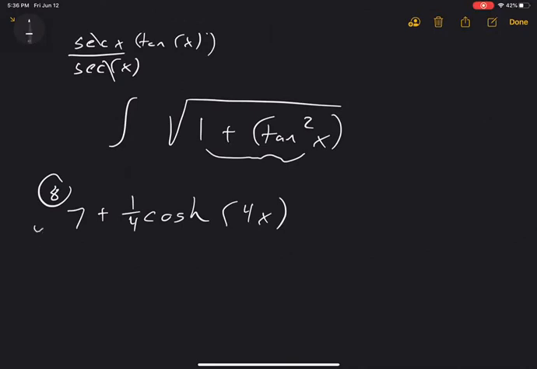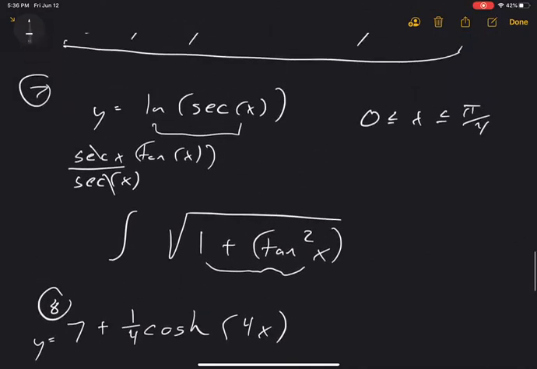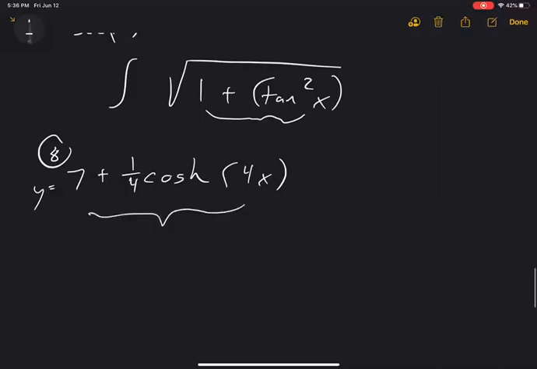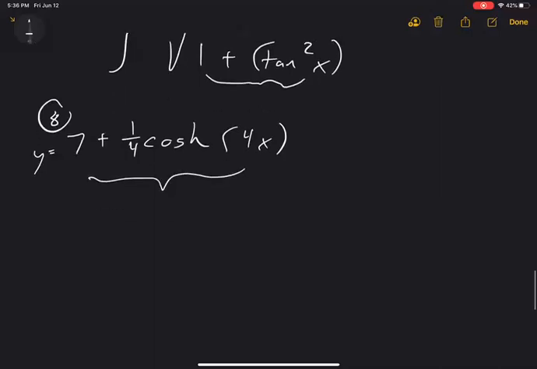Just look up the identities. These are identities I don't even really have at the tip of my finger, so to speak. I don't really remember these. Whenever I encounter them, I just look them up online. So this is going to be kind of similar to number 7 in that you're going to differentiate this. Just look up what the derivative of cosh is, this is pronounced cosh.